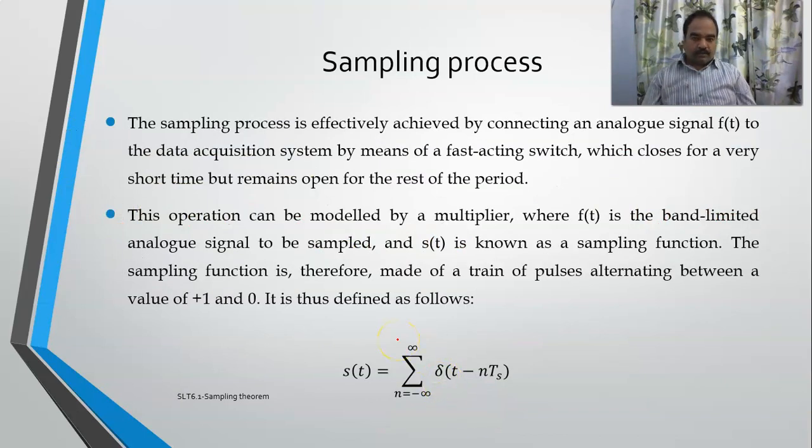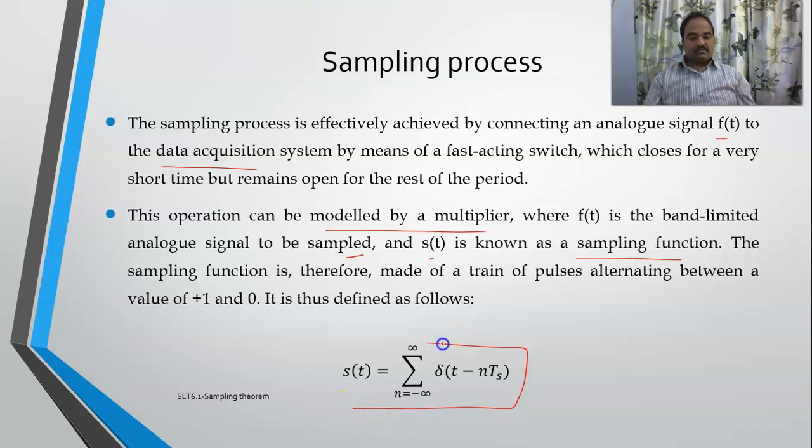Now, the sampling process is effectively achieved by connecting an analog signal to the data acquisition system by means of a fast acting switch which closes for a very short time but remains open for the rest of the period. So this operation can be modeled by a multiplier, where f of t is a band limited analog signal to be sampled and s of t is considered to be the sampling function. Now the sampling function varies between 0 and 1 and it is defined as follows.